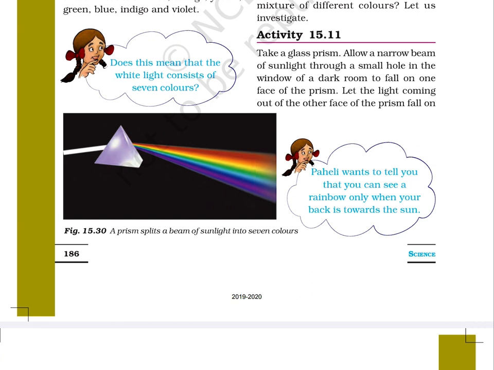There's a thought bubble given here. A picture of Paheli is next to it. Paheli wants to tell you that you can observe a rainbow only when your back is towards the sun.